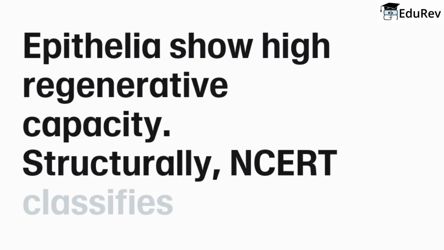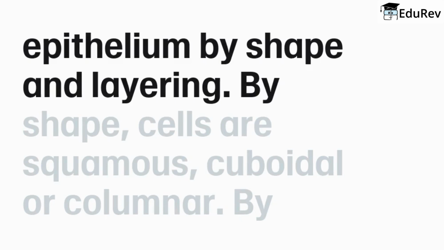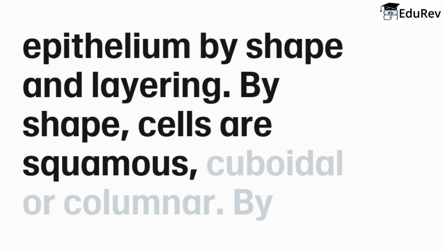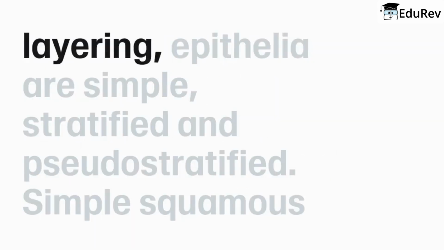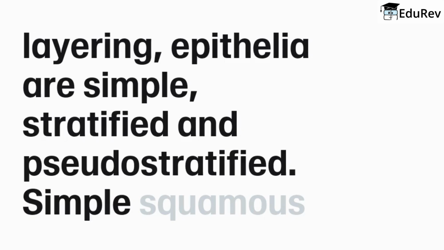Structurally, NCERT classifies epithelium by shape and layering. By shape, cells are squamous, cuboidal, or columnar. By layering, epithelia are simple, stratified, and pseudostratified.